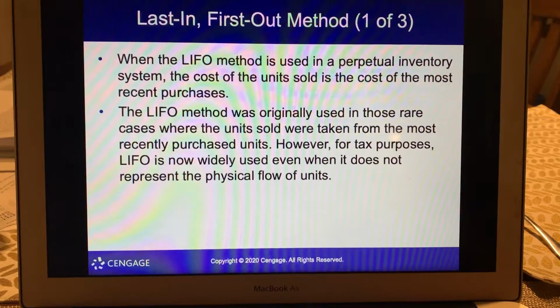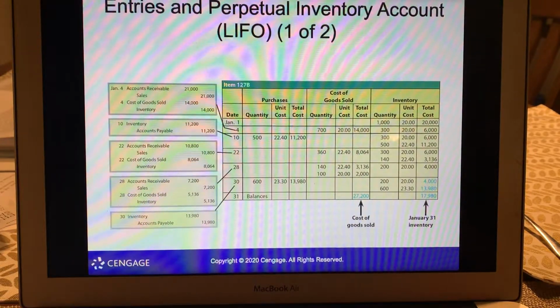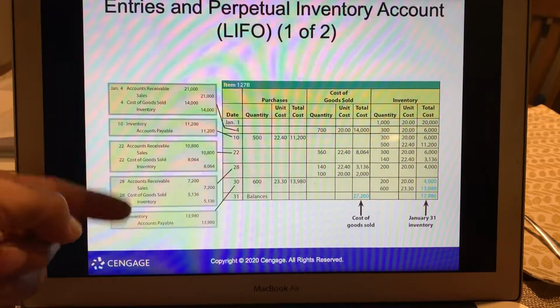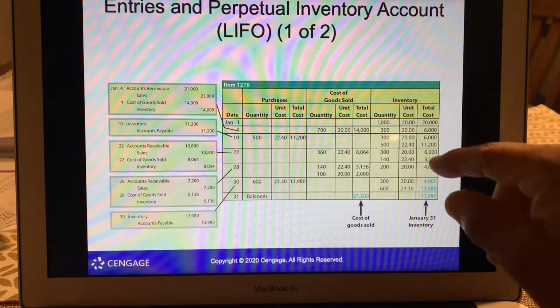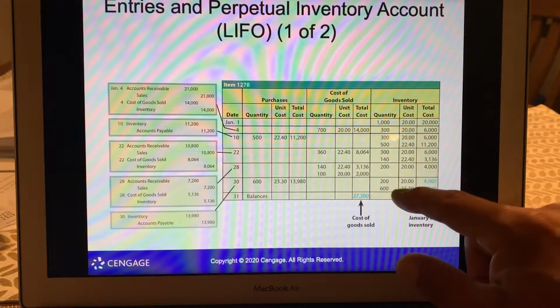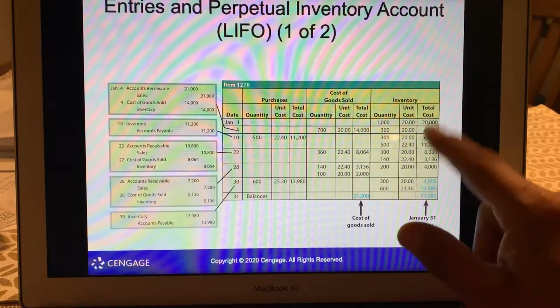When the LIFO method is used in a perpetual inventory system, the cost of units sold is the cost of the most recent purchase. The LIFO method was originally used in those rare cases where the units sold were taken from the most recent purchased units. However, for tax purposes, LIFO is not widely used, even when it does not represent the physical flow of units. Okay, so here's the LIFO method. Again, these are very similar to what we did. The only difference is whenever we do this, we use the most recent ones first and then work backwards.